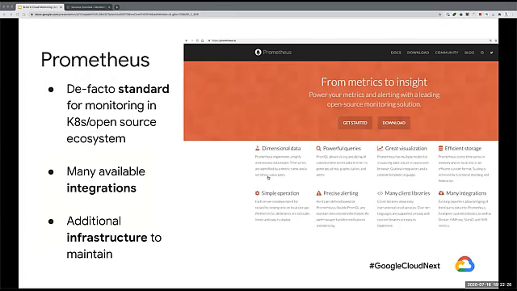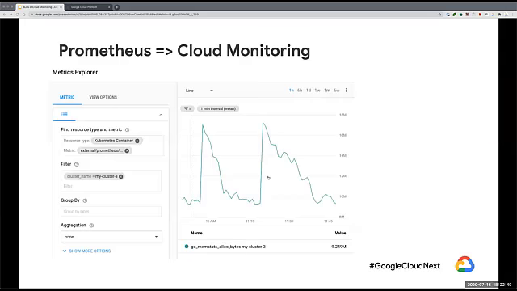Your second primary option is Prometheus. This is the de facto standard for monitoring in the Kubernetes ecosystem. There are lots of integrations available, and it is a very robust and mature solution. The one trade-off is it does require you to maintain additional infrastructure if you're trying to get these metrics into Cloud Monitoring. The way that works is that you deploy a sidecar into your Prometheus server that takes all the Prometheus metrics and ingests them into the Google Cloud Monitoring backend.